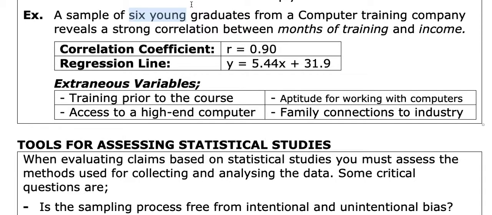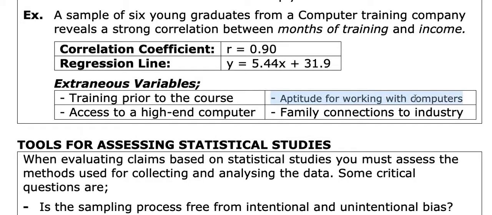So that being said, this is an example from the textbook, which I suggest that you read for this section to get further details. But what we can take from this is that the following extraneous variables need to be considered. Have any of these graduates had training prior to this course? Because that could be the direct reason why they were so qualified for a job that has a higher income.